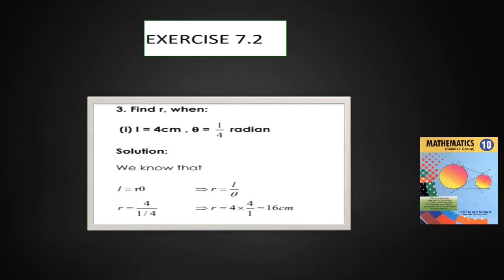Question number 3. Find R when first part is L is equal to 4 centimeter, theta is equal to 1/4 radian. Solution. We know that L is equal to R theta. So R is equal to L by theta. R is equal to 4 divided by 1/4. So it means that R is equal to 4 multiplied by 4. So 4 4s are 16, R is equal to 16 centimeter.